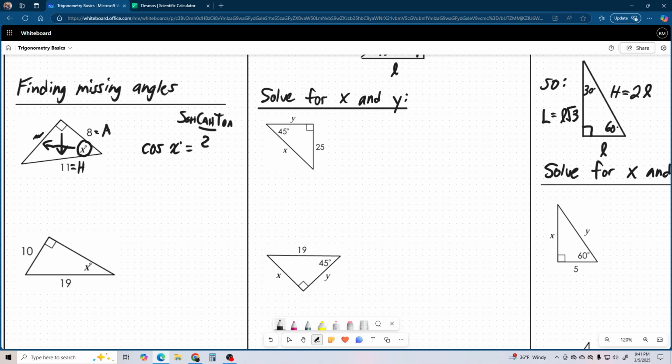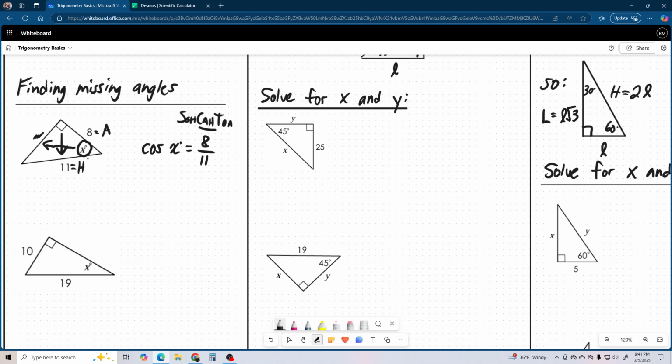Our adjacent is 8. Our hypotenuse is 11. So we're going to say cosine of x equals 8 over 11. Now, we're solving for x just like we did before, right? Now, when you use algebra, a lot of times in order to get x by itself, you're negating the other things around it, right?